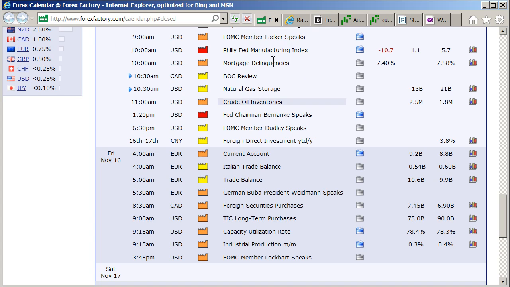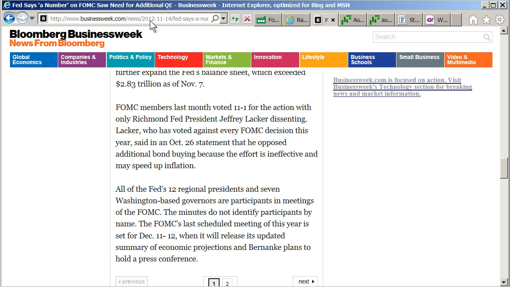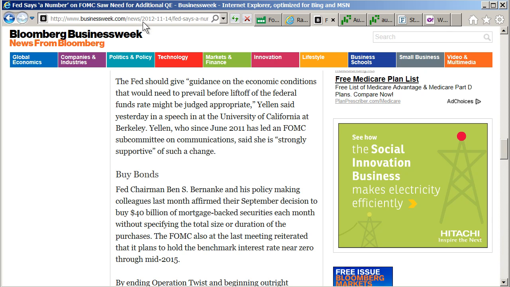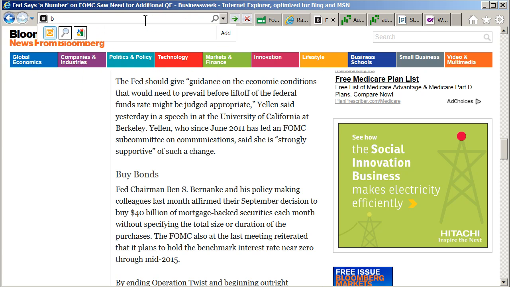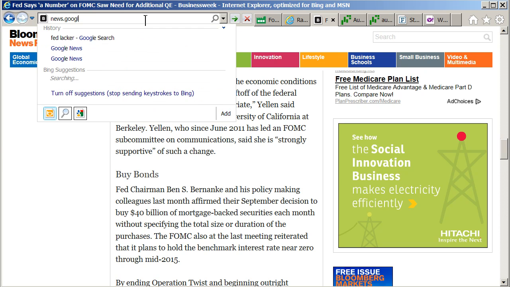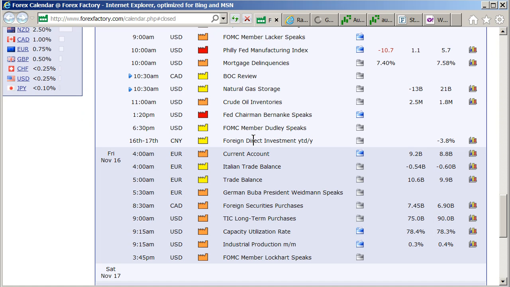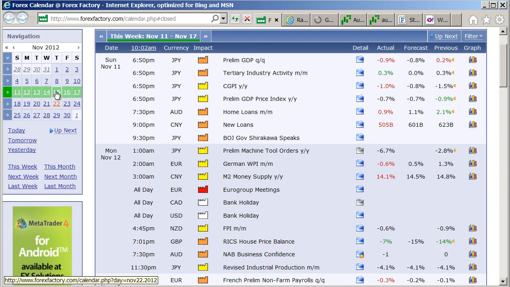Another way of doing it is you can head on over to a news source like Bloomberg or Reuters and look at what pairs are being discussed. You can look at, say, news.google.com and do a quick search for the euro, the Swiss franc, the Canadian dollar, some of the majors and commodity currencies that you watch, and see what kind of news is hitting those.